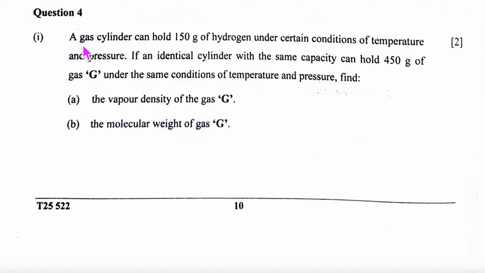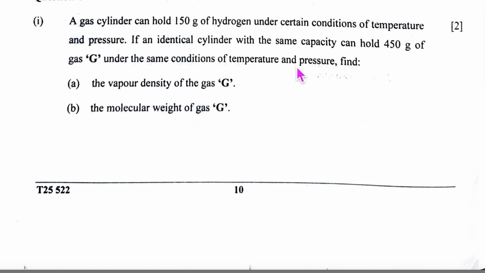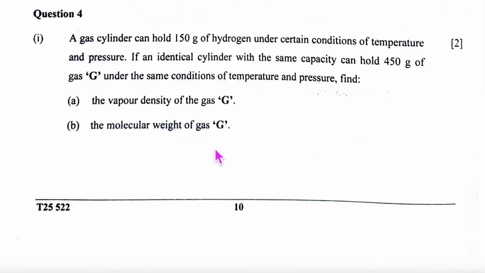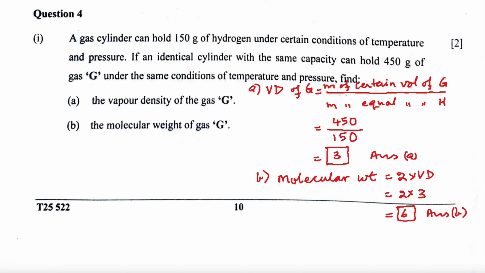Question number 4, first part reads: a gas cylinder can hold 150 grams of hydrogen under certain conditions of temperature and pressure. If an identical cylinder, and identical cylinder is the key word here, that means it's going to have the same volume, the same capacity, which means the volumes of hydrogen and this gas G are going to be the same. 450 grams of G is stored in that under the same conditions of temperature and pressure. Find the vapor density of G and the molecular weight of G. Let us see how we solve it.